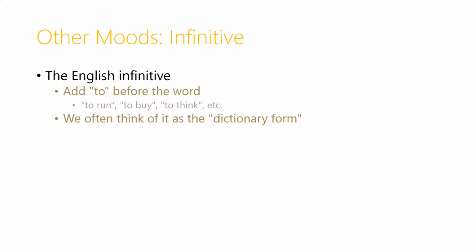Now, I mentioned that we would be looking at other moods. One of these is the infinitive. The English infinitive is made by adding "to" before the verb, so to run, or to buy, or to think. We often think of this as the dictionary form of the verb.